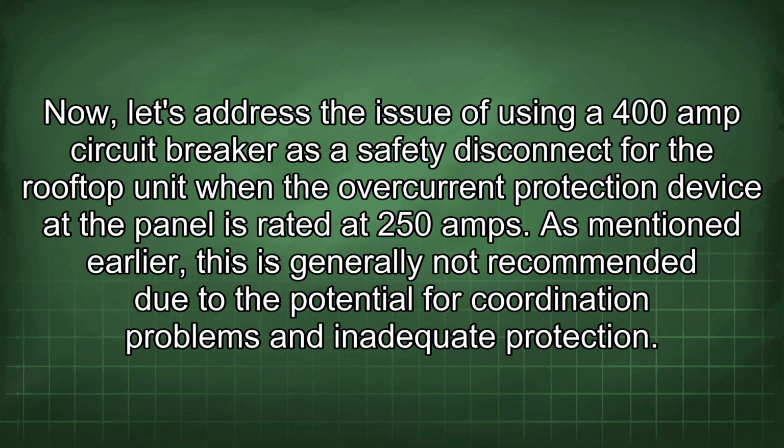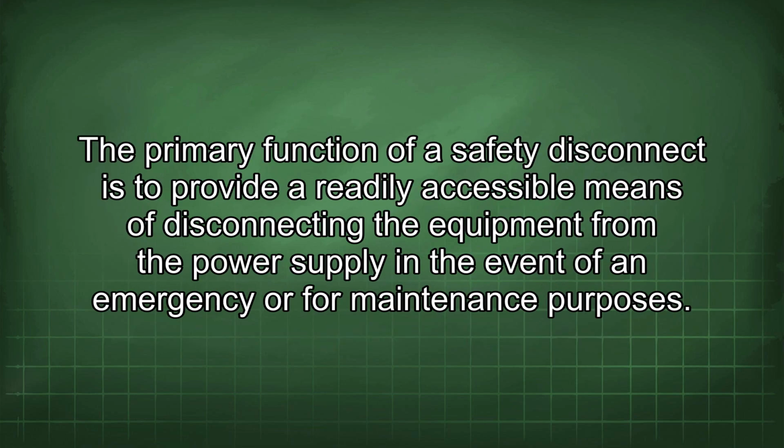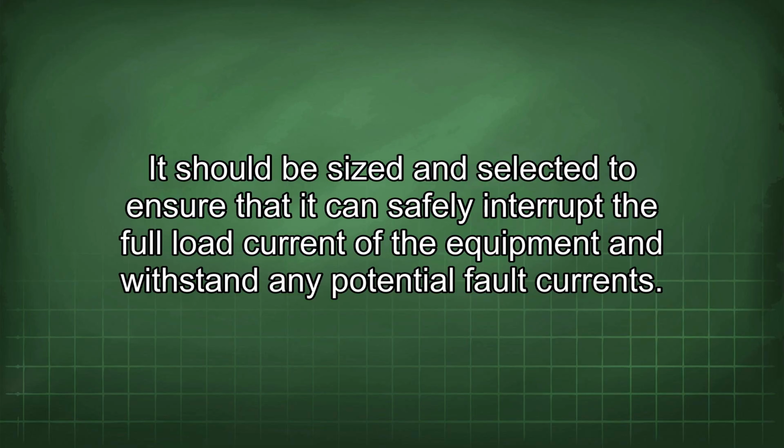Now let's address the issue of using a 400 amp circuit breaker as a safety disconnect for the rooftop unit when the overcurrent protection device at the panel is rated at 250 amps. As mentioned earlier, this is generally not recommended due to the potential for coordination problems and inadequate protection. The primary function of a safety disconnect is to provide a readily accessible means of disconnecting the equipment from the power supply in the event of an emergency or for maintenance purposes. It should be sized and selected to ensure that it can safely interrupt the full load current of the equipment and withstand any potential fault currents.